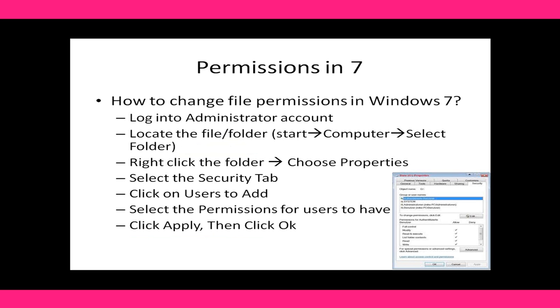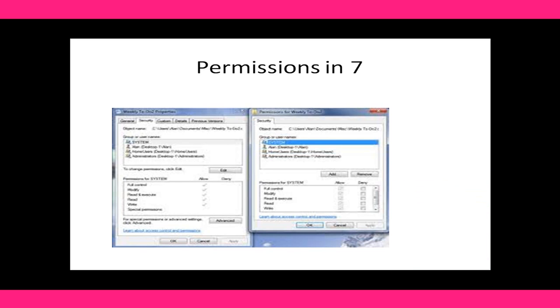Permissions in Windows 7. How to change file permissions in Windows 7. Well, you'll need to log into the administrator account and locate the file or the folder. That would be to press the Start button, then Computer, then select the folder. You're going to right-click on the folder, choose Properties, select the Security tab, and then click on Users to add. Select the permissions for the users to have, click Apply, then click OK.